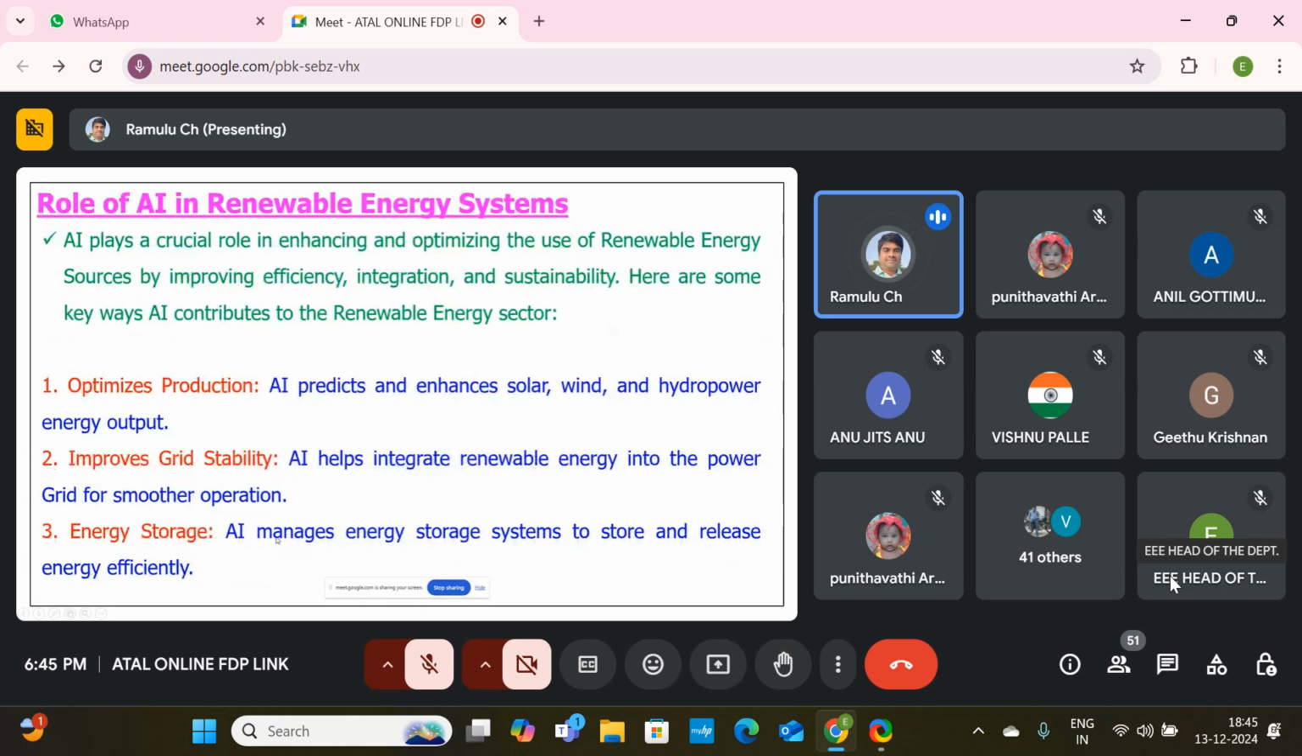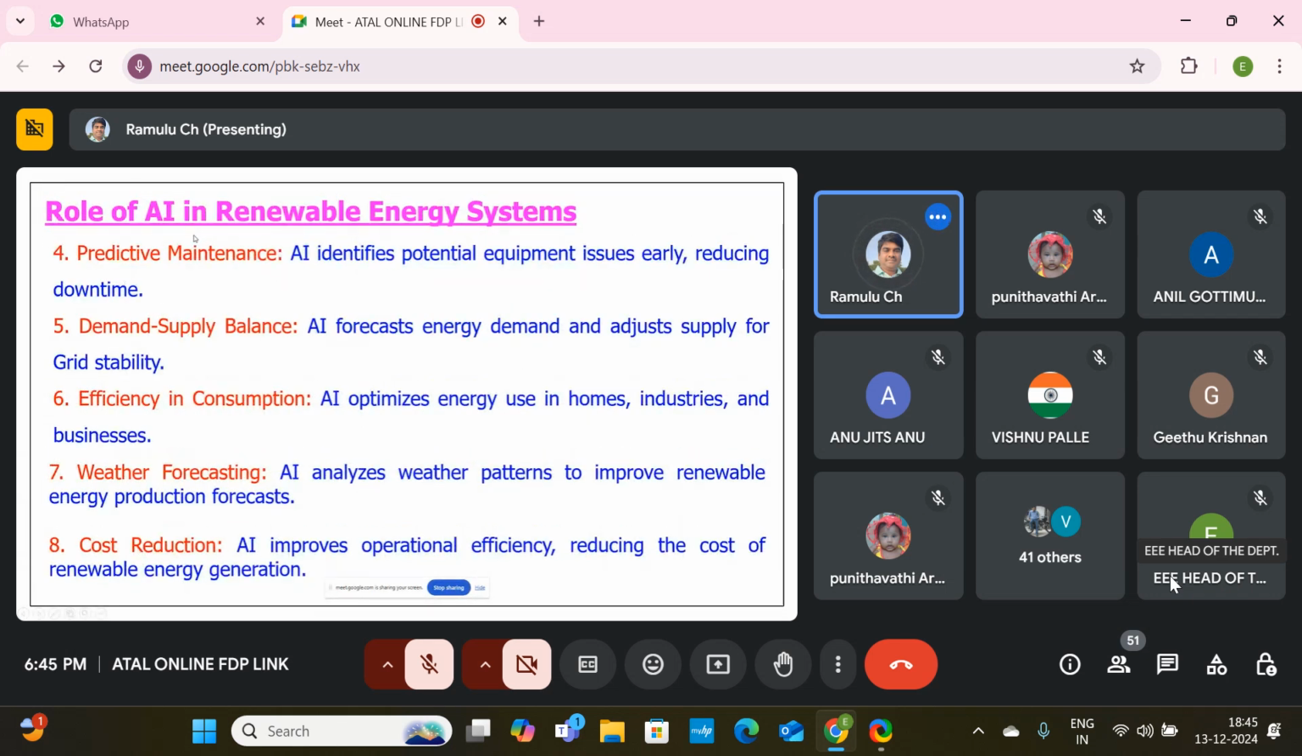Now coming to the fourth point, predictive maintenance. By studying the data, in other words, by studying the conditions of that particular system, AI identifies potential equipment issues early. If any issues are there, it is going to identify them early, reducing downtime. Instead of wasting time, it first says, okay, if you run this equipment or this machine for a long time, this kind of issues are going to take place, within 1 hour or 10 minutes.